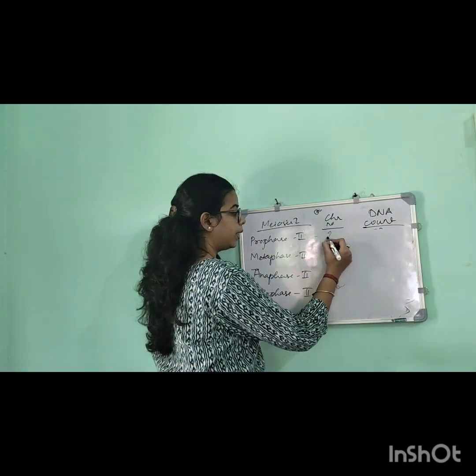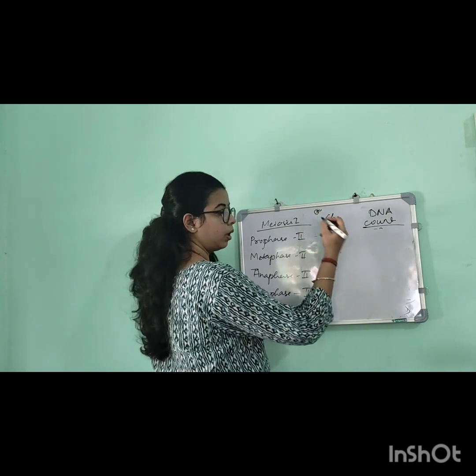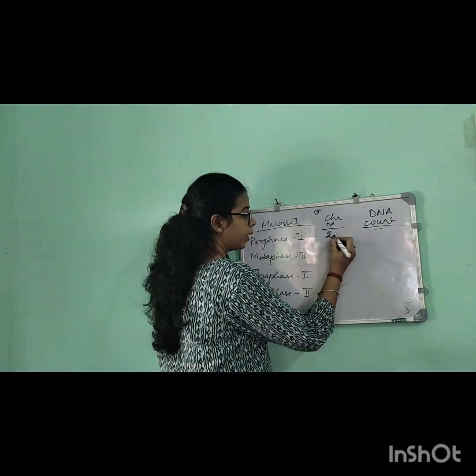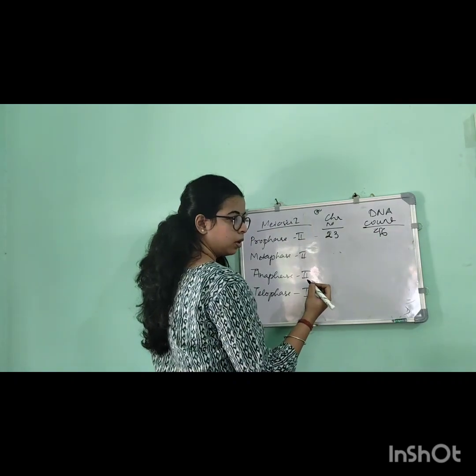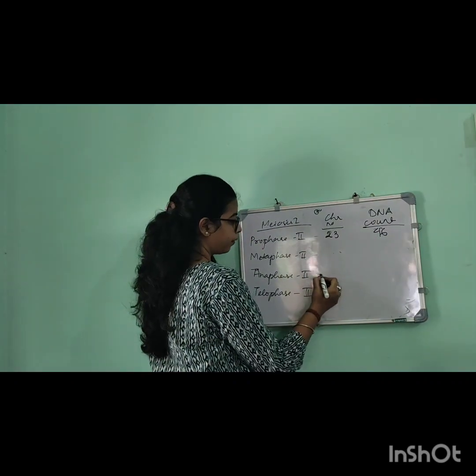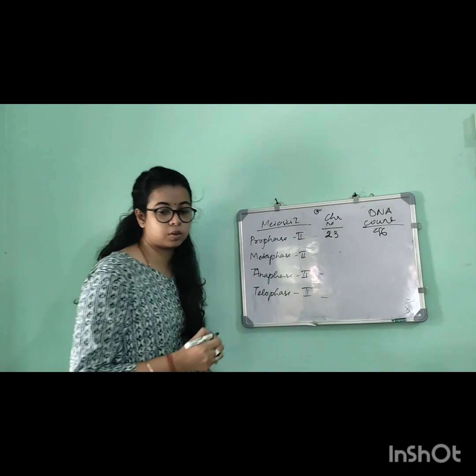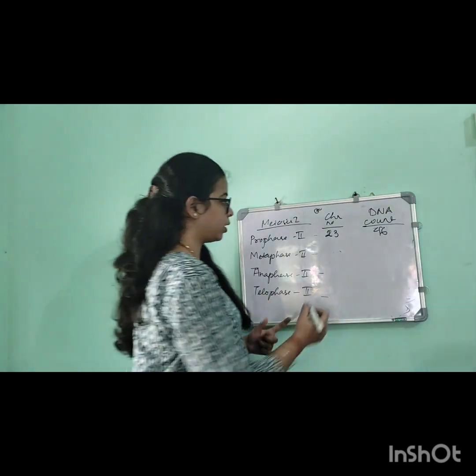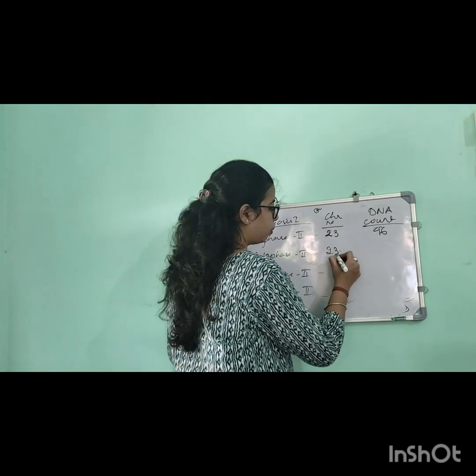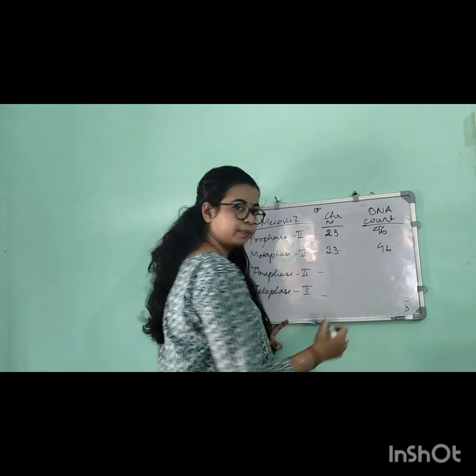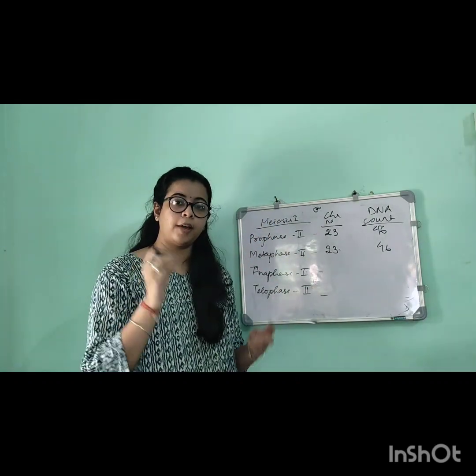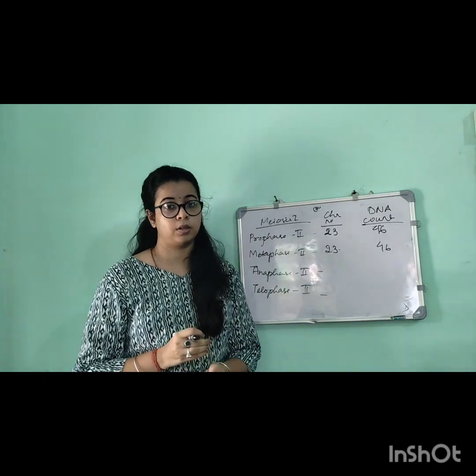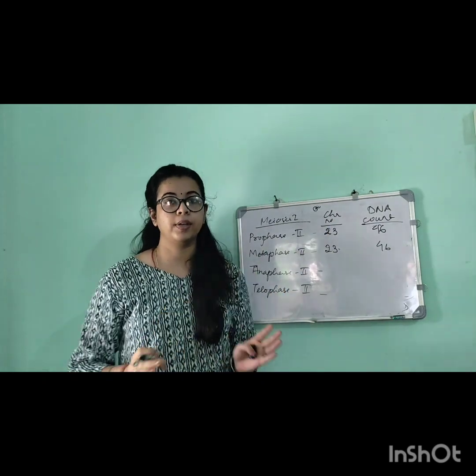If you remember, by the end of telophase 1, we were left with 23 chromosomes and 46 DNA. In metaphase 2, the same, no division has occurred. So 23 chromosomes, 46 DNA. If you understand each and every step of what has occurred, which I have already discussed, then this chart is very easy.